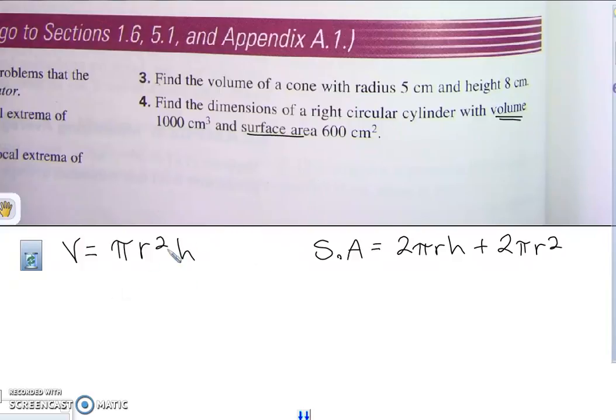So what I'm going to do is set this volume formula, pi r squared h, equal to 1000. And the surface area, I'm going to set that equal to 600.